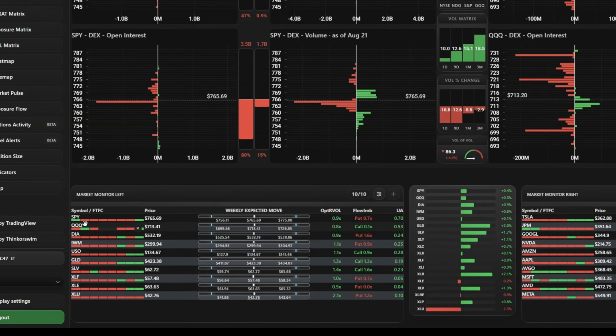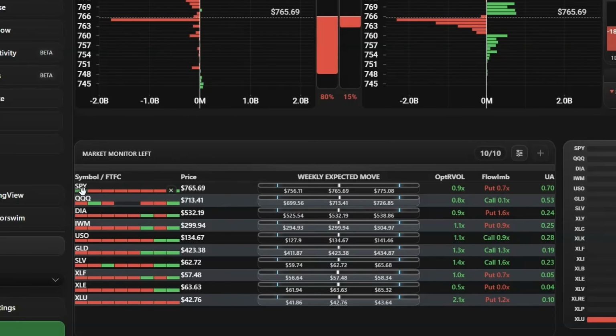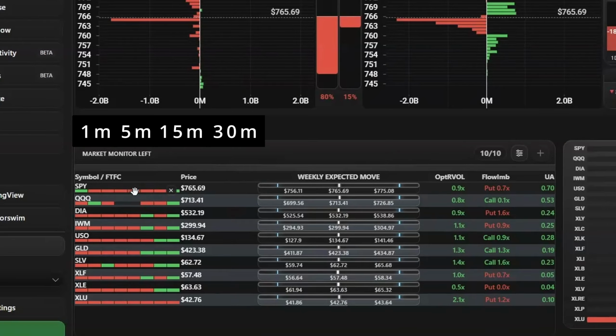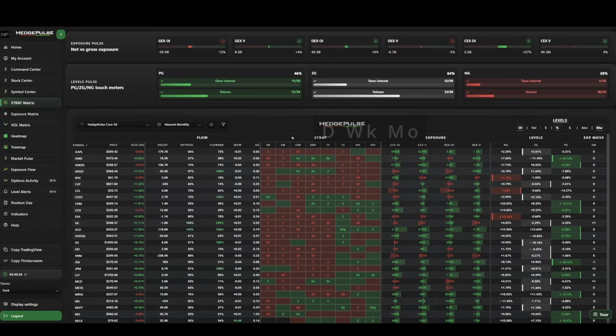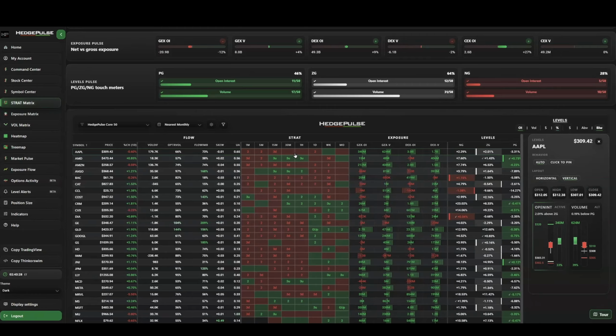Now, the blocks underneath the symbol are a look at the current candle. Is the current candle green or is it red? And it's 8 different time frames. So we have 1 minute, 5 minute, 15, 30 minute, hourly, day, week, and month. We also have the STRAT Matrix, so that gives you a little bit more detail. And if you want to learn more about the STRAT Matrix and what these symbols mean, you can go to Home, Learn, and STRAT Matrix Signals.